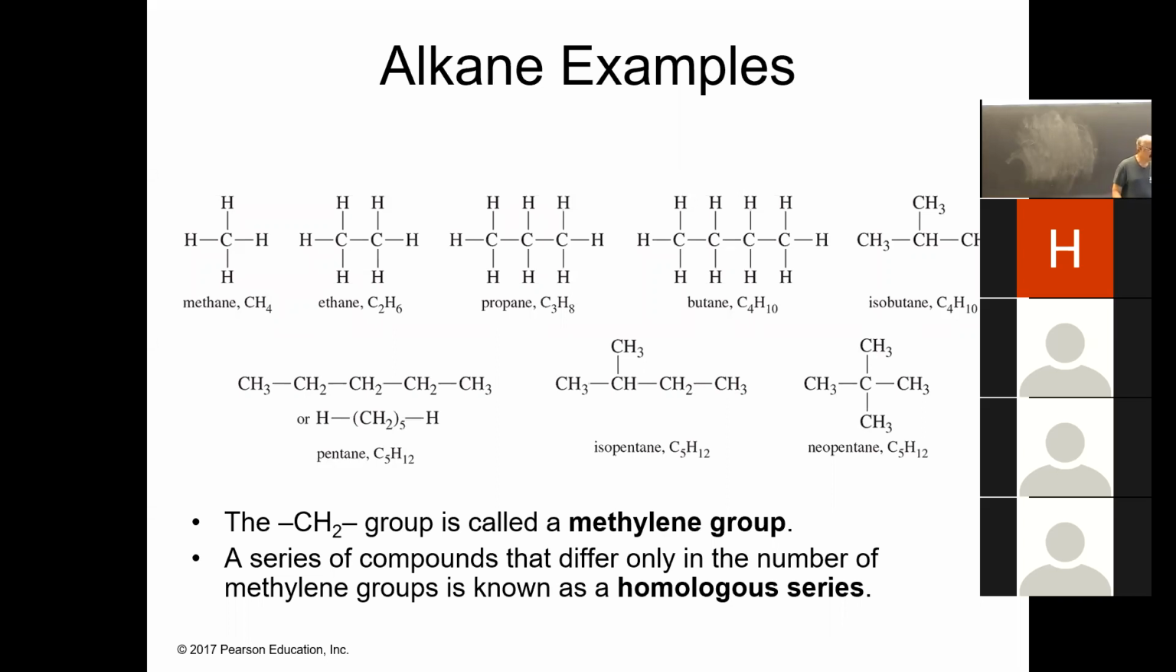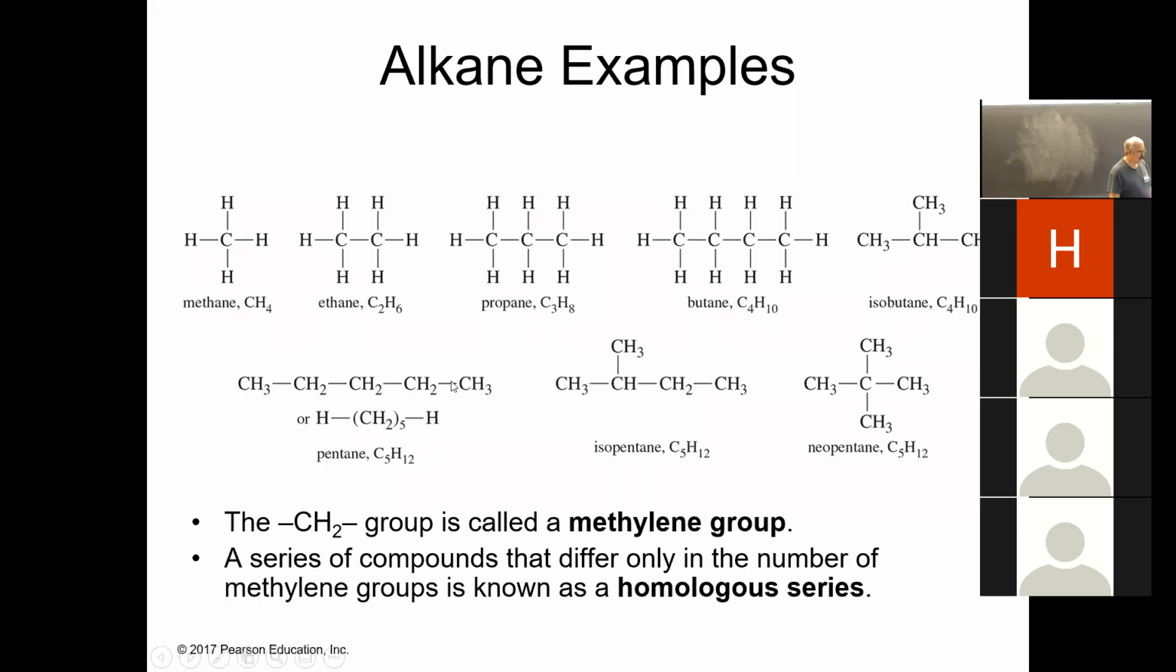All right, these are some alkane examples. And they're full Lewis structures. We've got methane through butane. This one is isobutane. Okay, it's an isomer. It's also C4H10, just like butane.